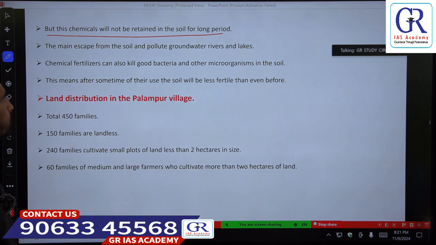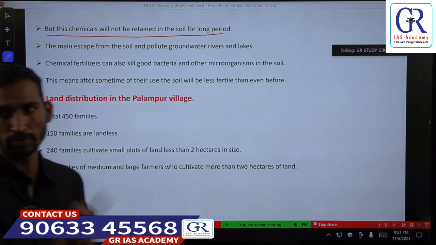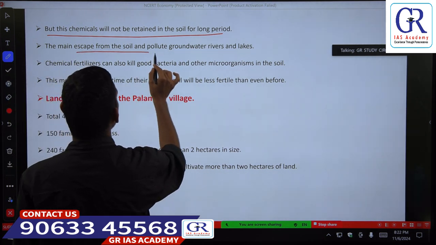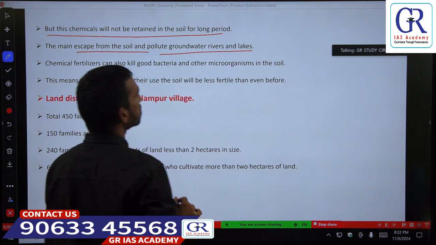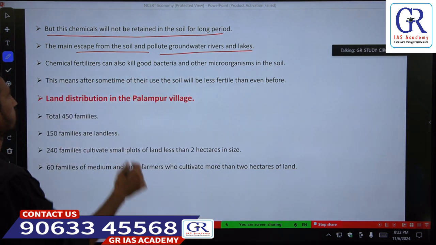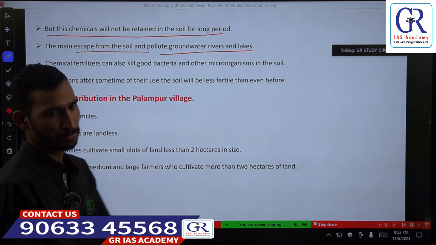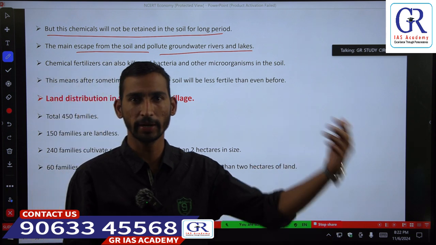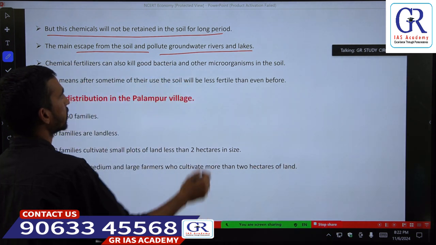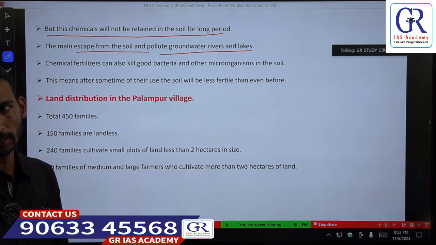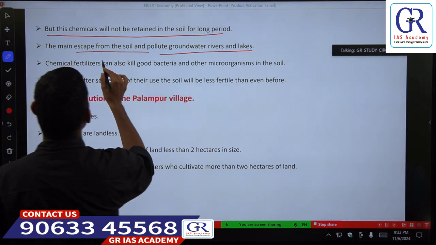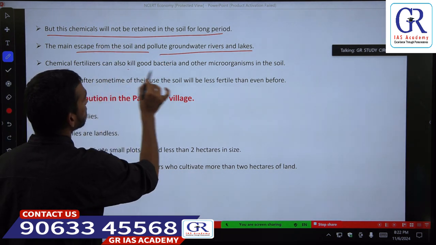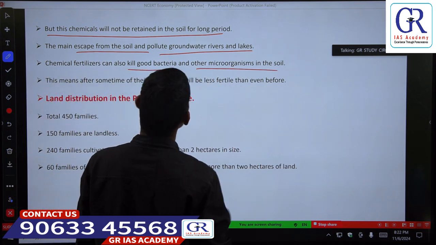So the chemical fertilizers that we have used will not stay on the ground. They will escape from the soil and pollute groundwater, rivers and lakes. They dissolve in the water, so when the water flows from one crop to another, it reaches the rivers and joins them. Due to that, rivers, lakes, and even groundwater will be contaminated because of this factor.